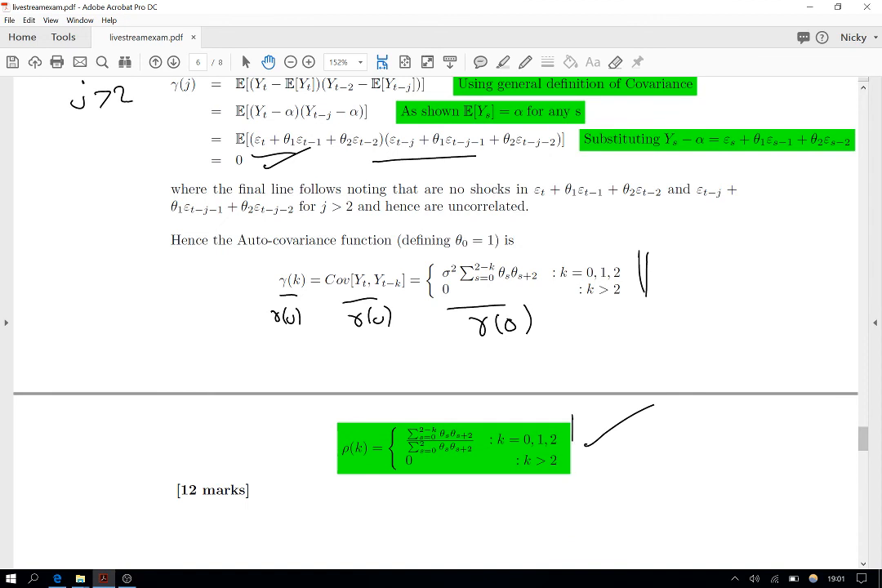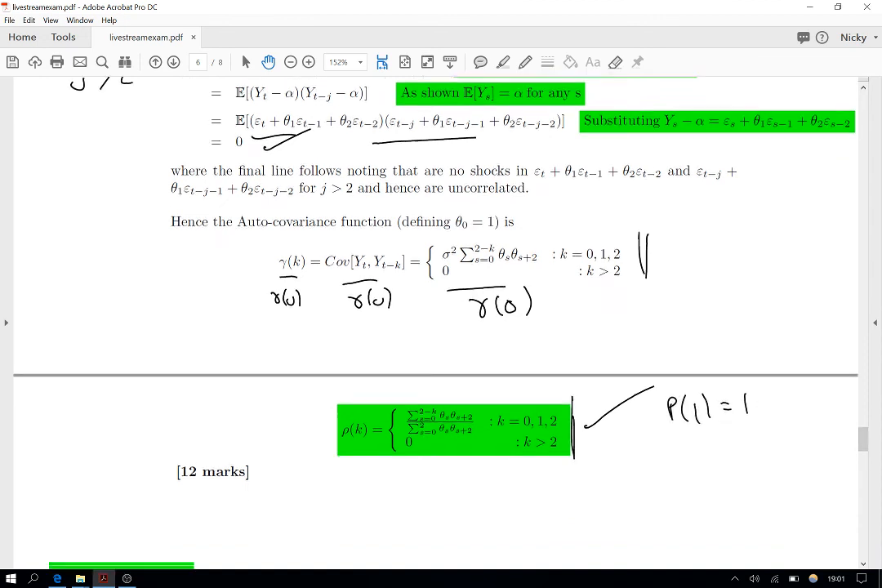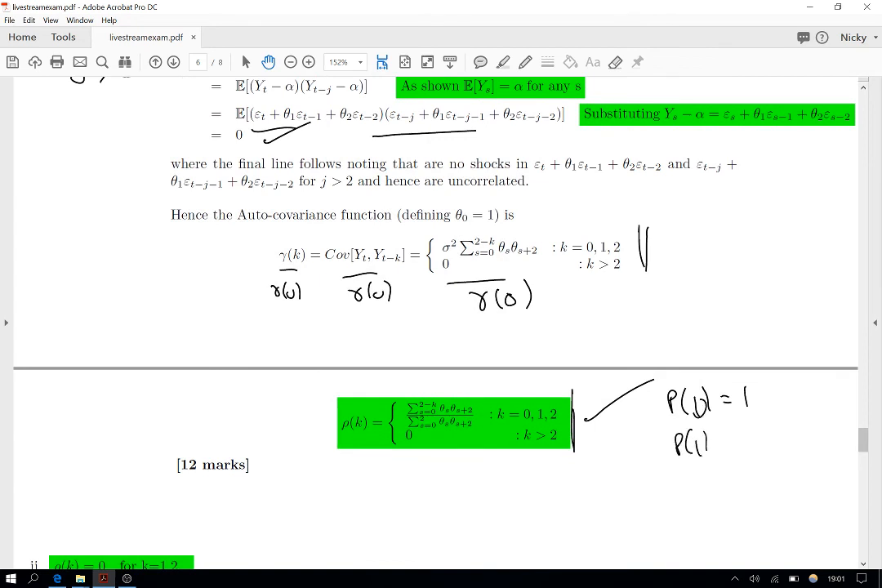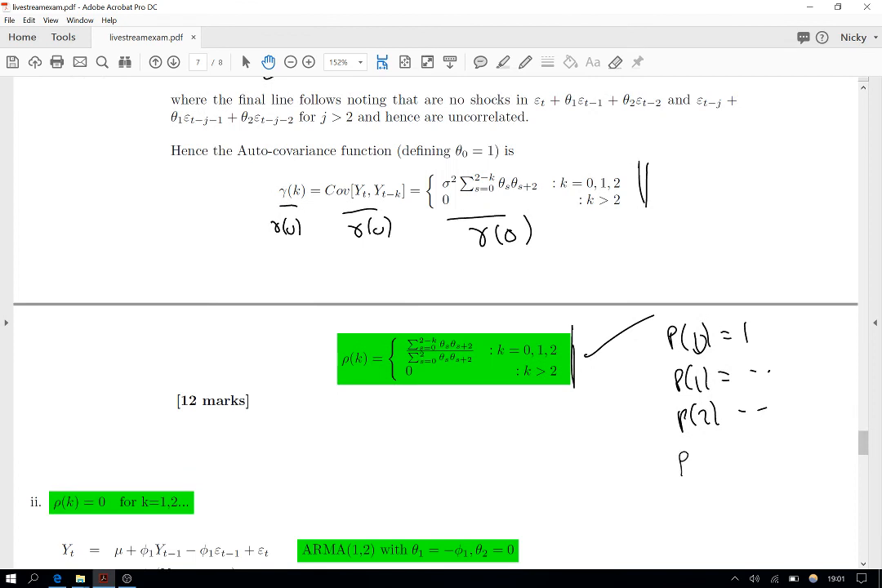Okay, you can write it in this succinct form here, or you could just write it. We get obviously gamma naught equals 1, gamma 1 equals da-da-da, gamma 2 equals da-da-da, and then gamma j equals naught for j greater than 2. Again, you can write it like this if you want. This just succinctly writes it in one form.